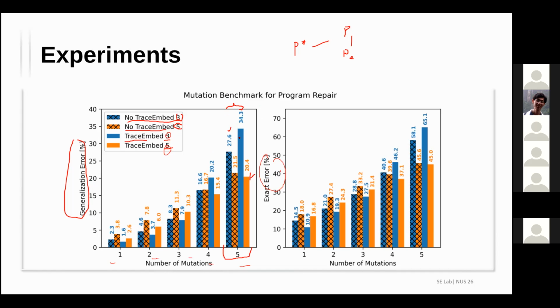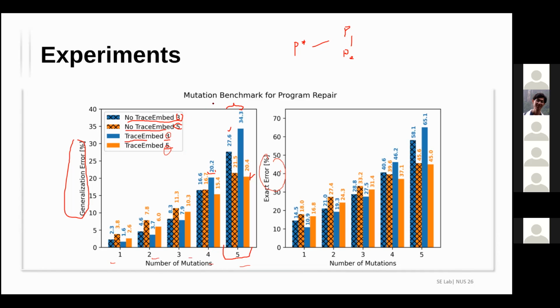It also shows that there's quite a bit of overfitting in their algorithm. The moment the number of mutations goes beyond what it was trained on, it starts to perform worse than the one without trace embedding. That is something that they mentioned: it overfits due to its larger model size.